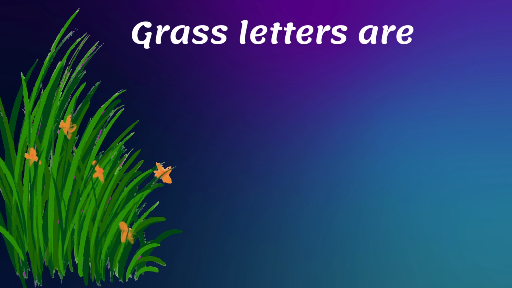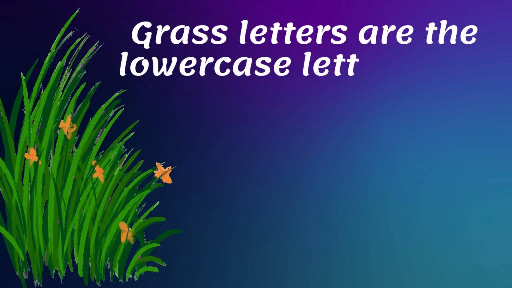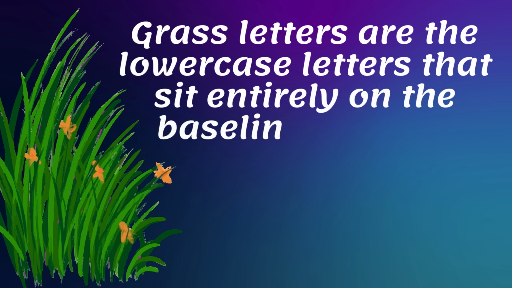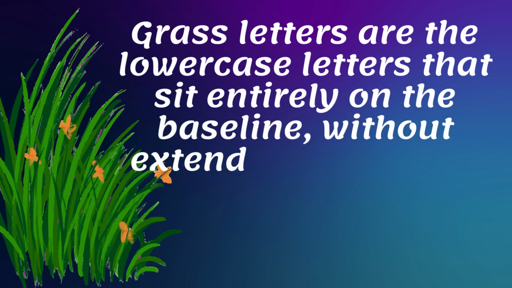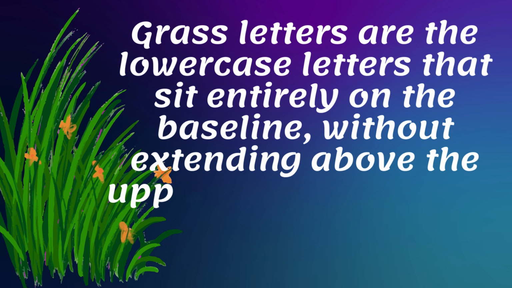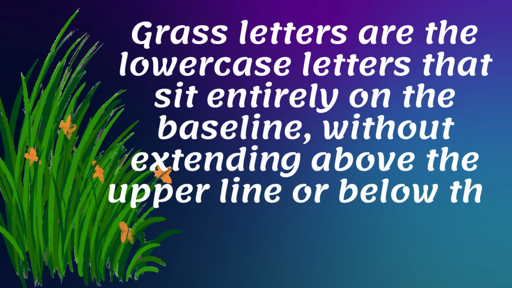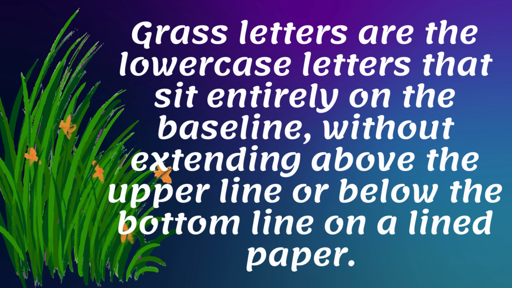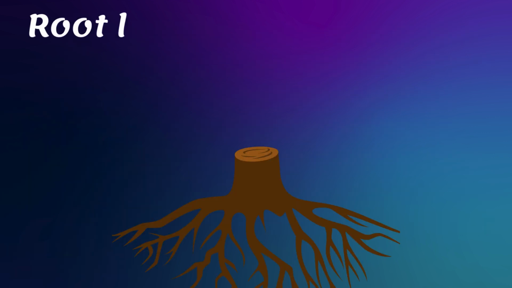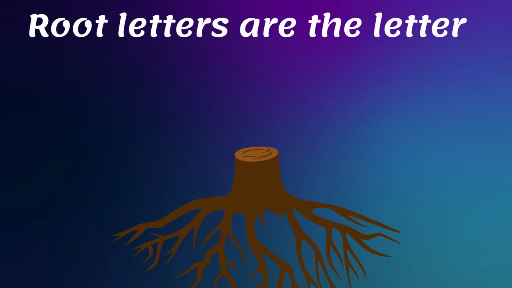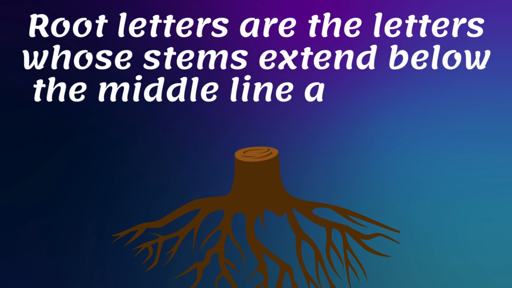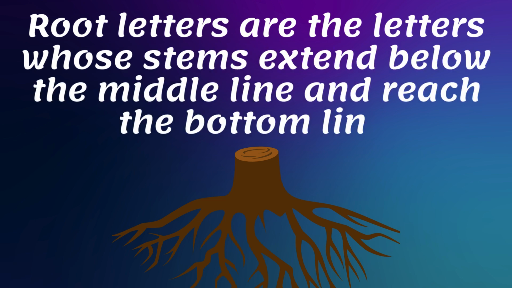Grass letters are the lowercase letters that sit entirely on the baseline without extending above the upper line or below the bottom line on a lined paper. Root letters are the letters whose stems extend below the middle line and reach the bottom line.